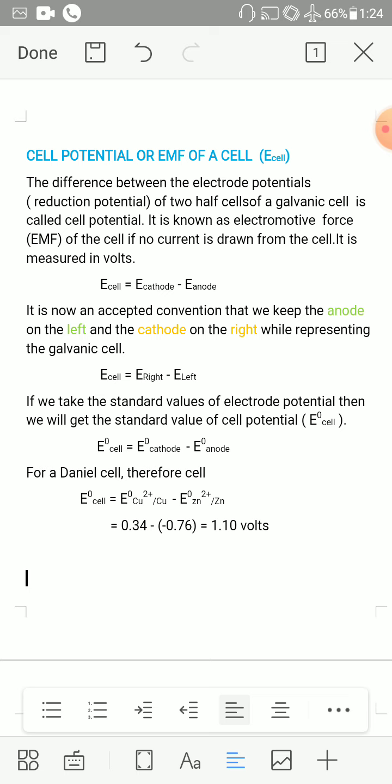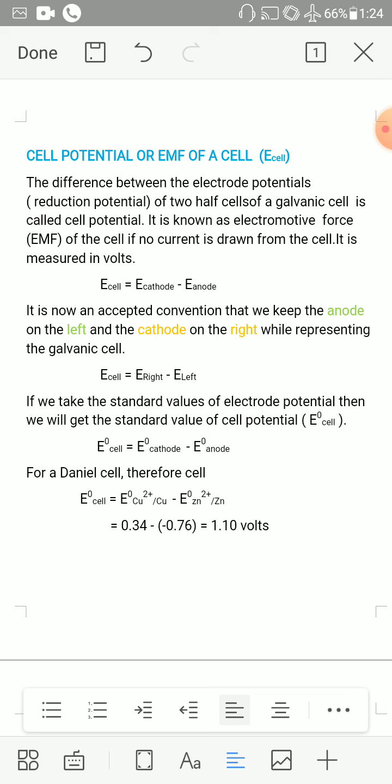And last, I have told that each cell has a potential which is actually the difference between the electrode potentials of two electrodes. To calculate cell potential, you have to use the formula E cell is equal to E cathode minus E anode, where you have to represent the electrode potential of both cathode and anode in terms of reduction potential.